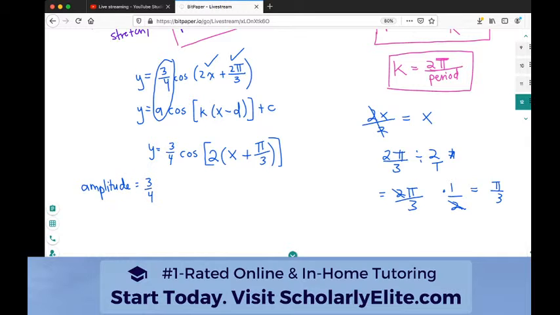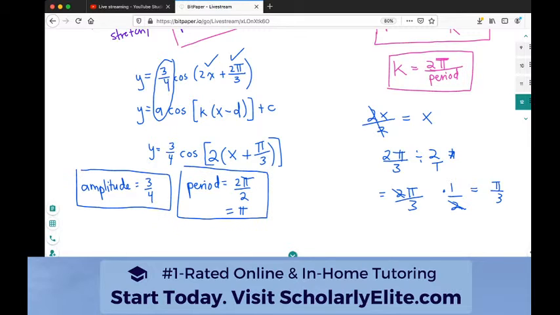And if we've got our k value, we can solve for the period. So if the period is equal to 2 pi over k, then in this case it's 2 pi over 2, and that's just equal to pi. So this is part A of the answer. This is part B of the answer. The pi is the answer.